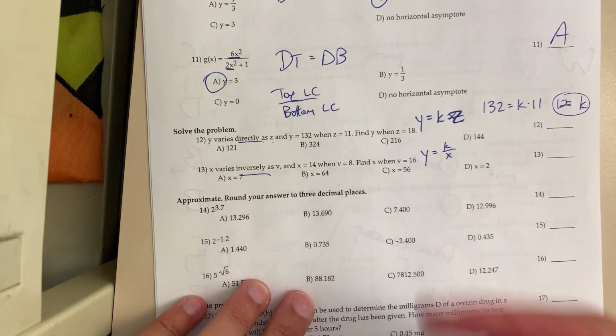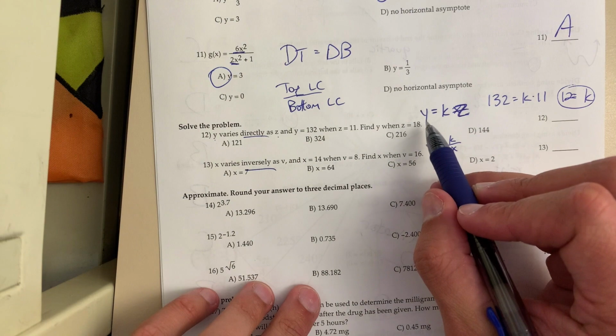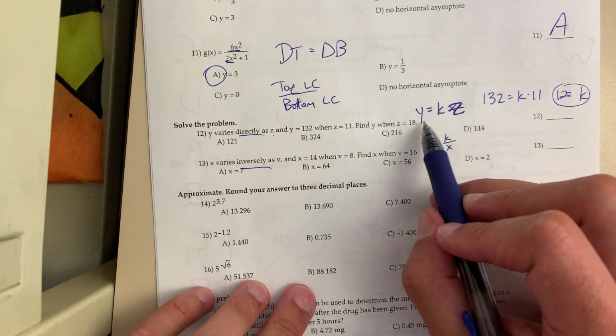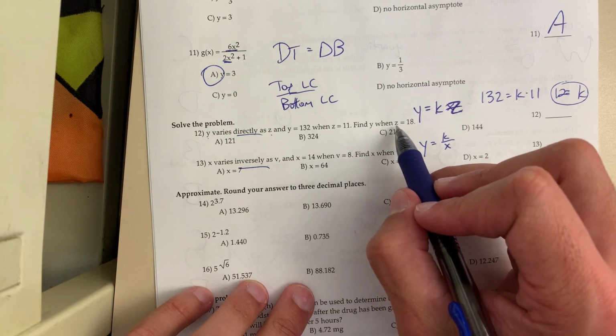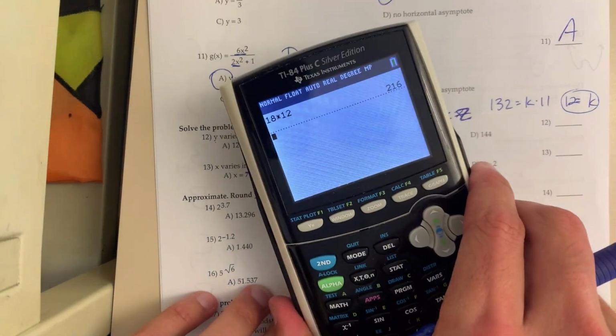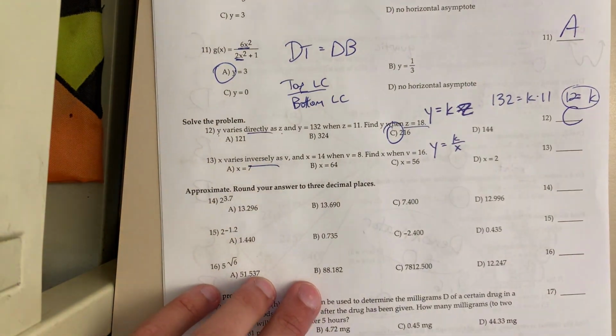So that's not my answer. You see that 12 isn't an answer here, but I'm going to use that, right? So now I know my equation is y equals 12 times my z value, because k is 12. So I would just do, in this case, find y when z is 18. It would just be 18 times 12. And you can see 18 times 12 ends up giving you 216. So answer C for this one.